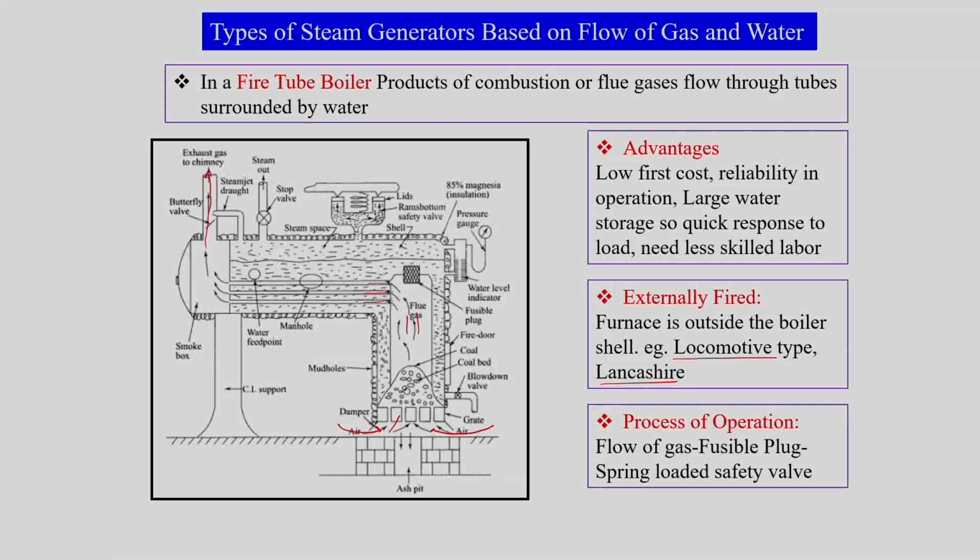But in case the water is heated more than expected, there is an element called the fusible plug, a component of the boiler. This fusible plug will melt, and this melting will drop the water on the coal, and then the operation of the boiler will stop.